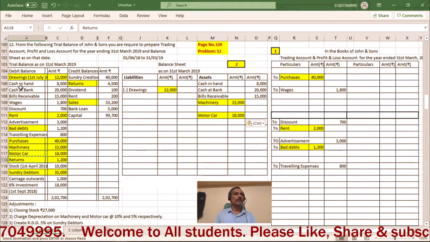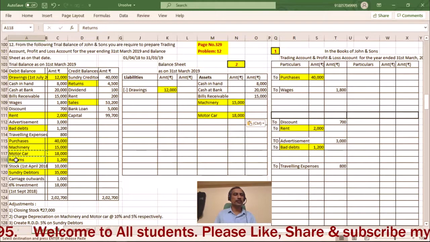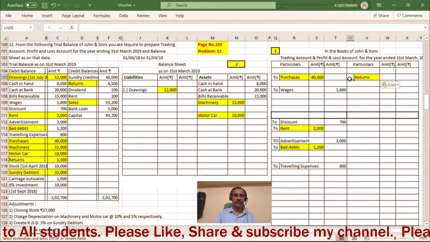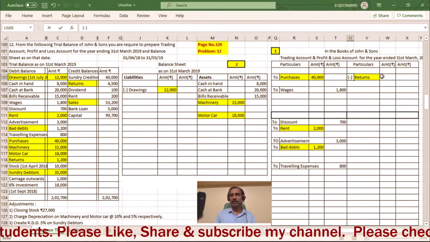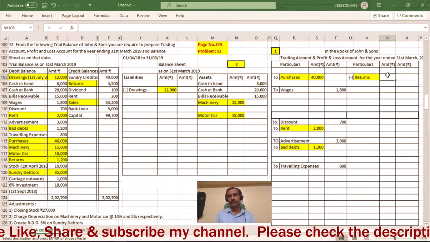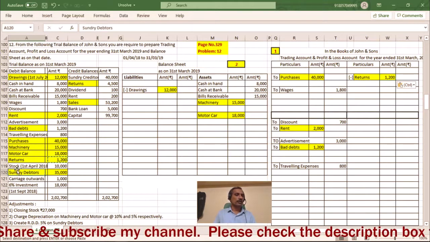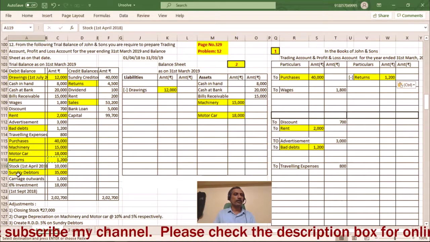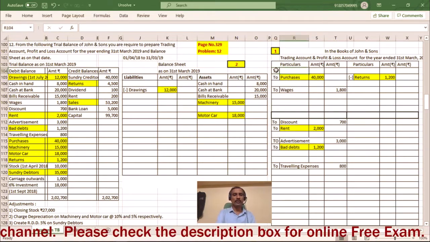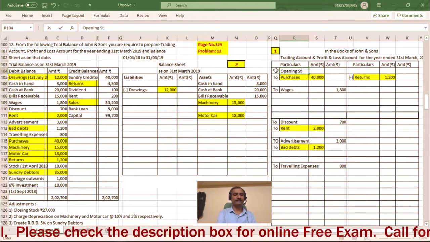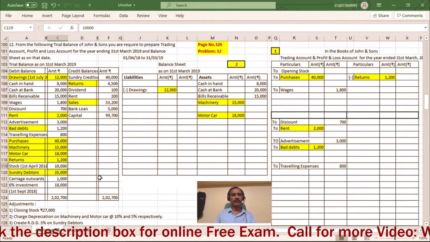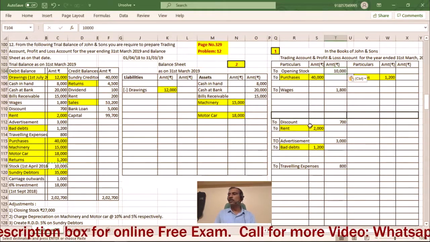Returns: if returns is given on the debit side, that is called sales return, so we have to show this balance on the credit side of the trading account. Write down here the minus symbol and the amount. What is the amount? 1200. Then stock, the date of stock is given as 1st April, meaning opening stock, so we have to write here opening stock, and the amount of opening stock is 10,000. That balance we have to write in the outer column.